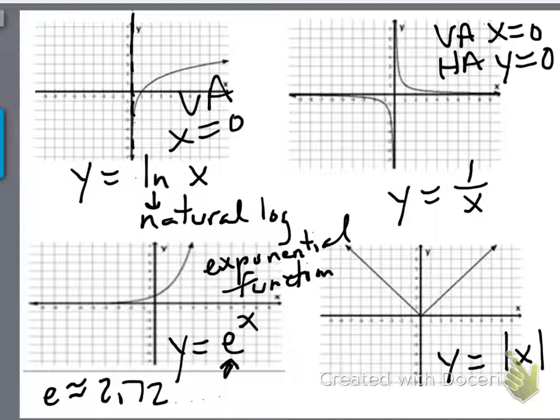Here's absolute value of x. As you can see, the vertex, again, is 0, 0. By the way, exponential function, horizontal asymptote, y equals 0. So again, this exponential graph gets close to the x-axis but does not cross that axis. It's an asymptote.